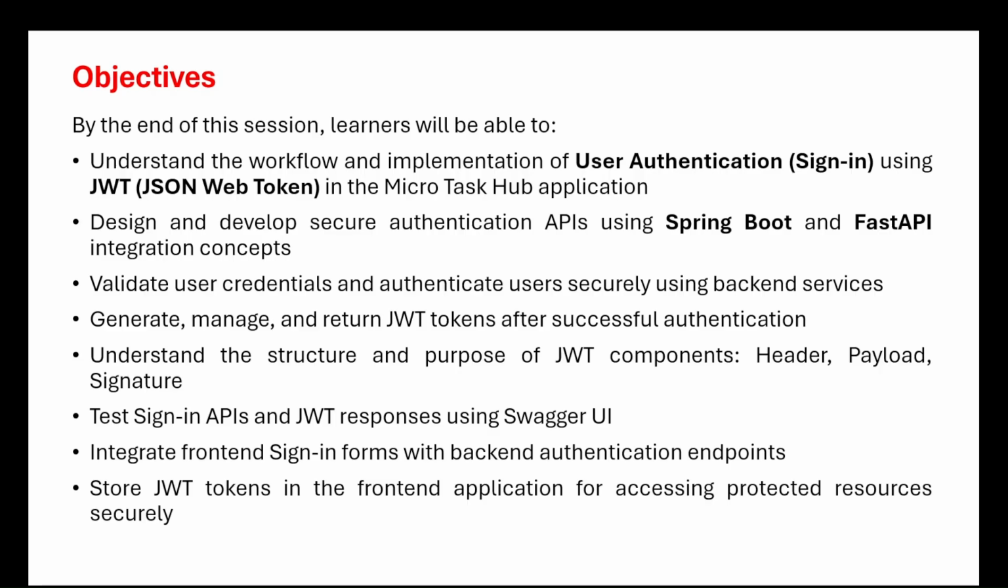By the end of the session, you will be able to understand the workflow and the implementation of user authentication using JWT, design secure authentication APIs using Spring Boot and FastAPI integration concepts, validate user credentials securely, generate and manage JWT token after successful login, understand the components of JWT such as header, payload, and signature, test sign-in APIs using Swagger UI, integrate front-end sign-in forms with back-end APIs, and store JWT tokens securely in the front-end application. This session is important because JWT authentication is widely used in modern distributed systems and microservices architecture.